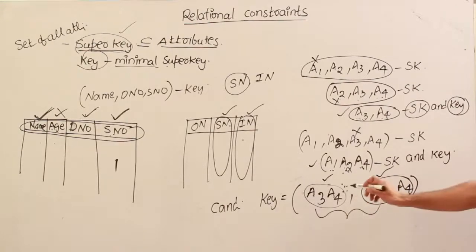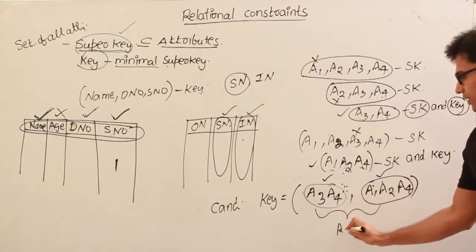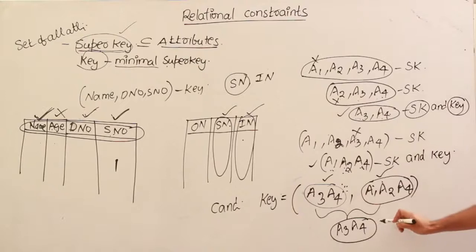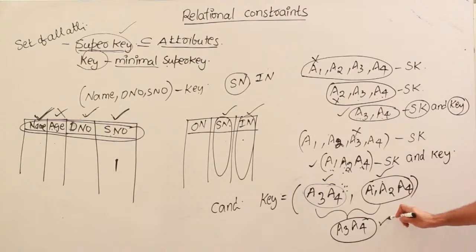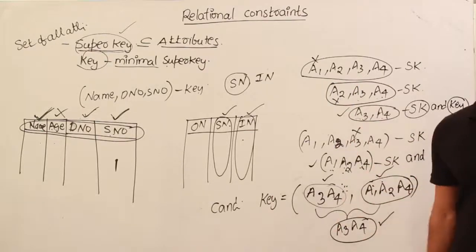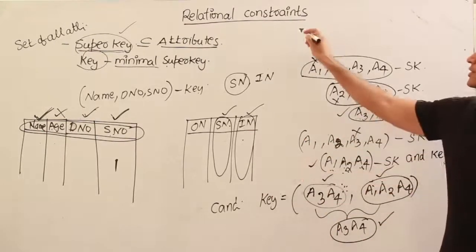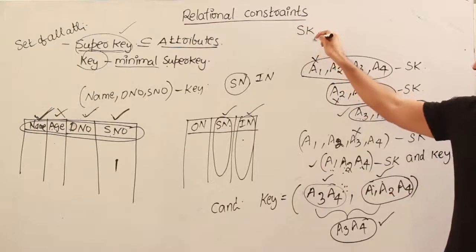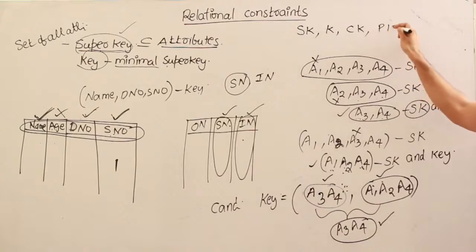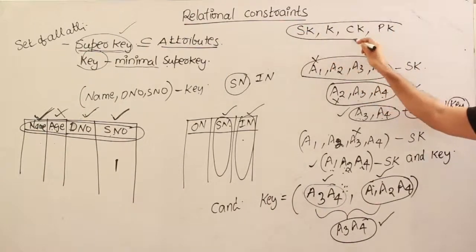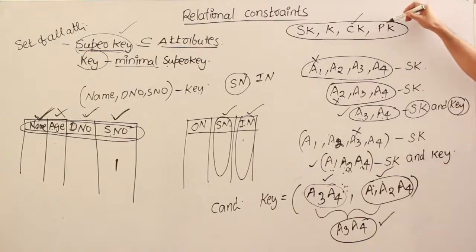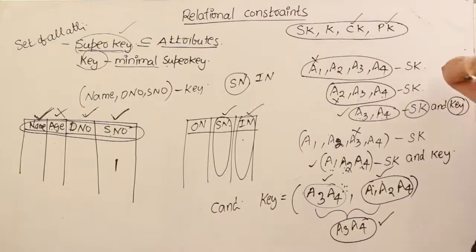Okay, so let us say this one, A3, A4, is taken as the primary key. Then these two attributes are going to play a significant role in the further processing of the table. Later we shall see the importance of a primary key. So here you understood a few things: one is super key, the other is key, the other is candidate key, and the other is primary key. These are the points you should be careful about. From the candidate keys, we choose a primary key.